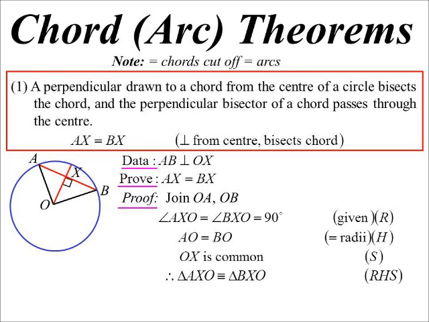If they're congruent, I can say, well, AX and BX would be the matching sides in congruent triangles. Now, of course, that's the proof. You don't have to do that every time. We just quote the proof.